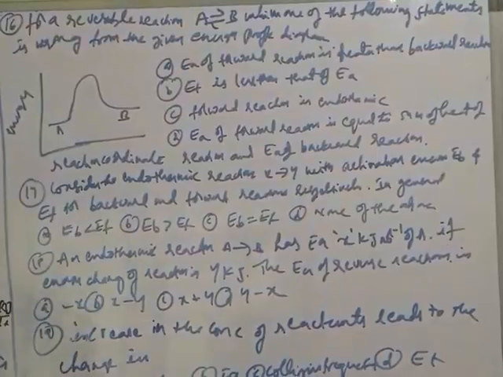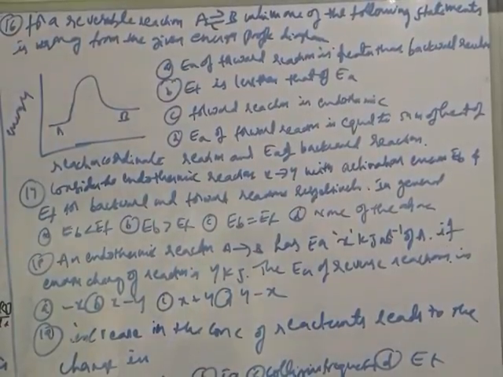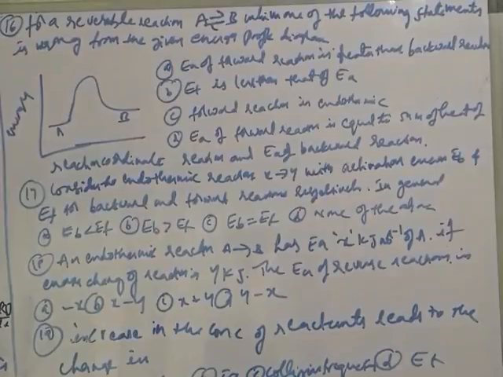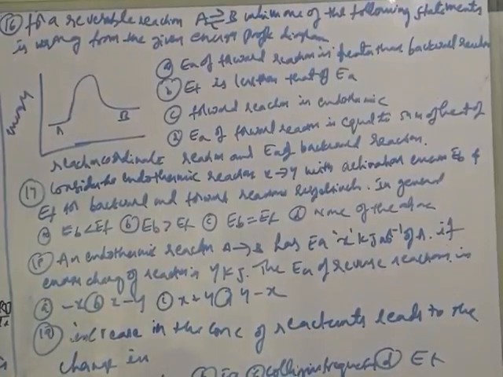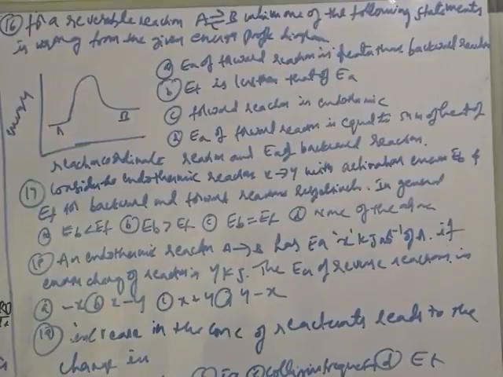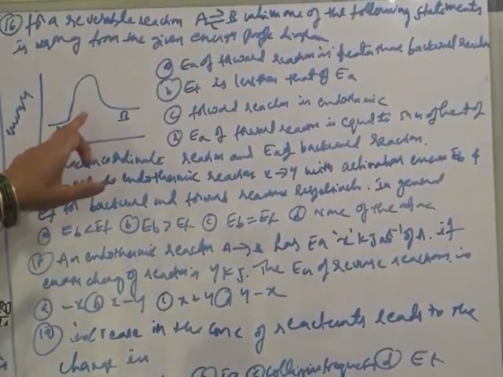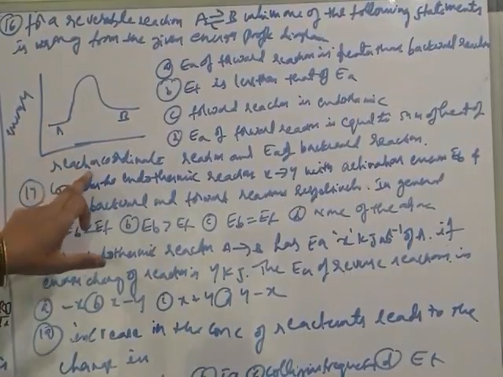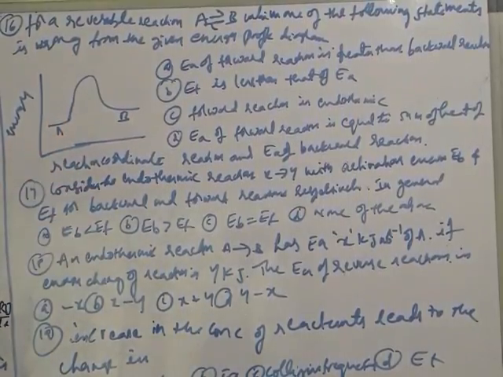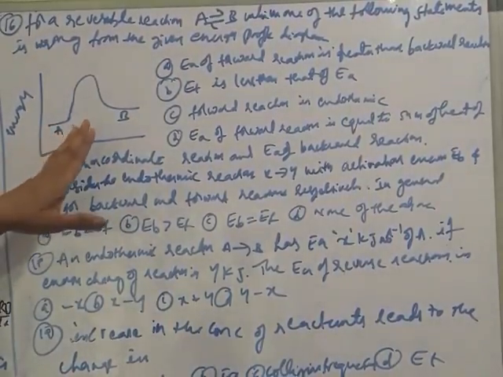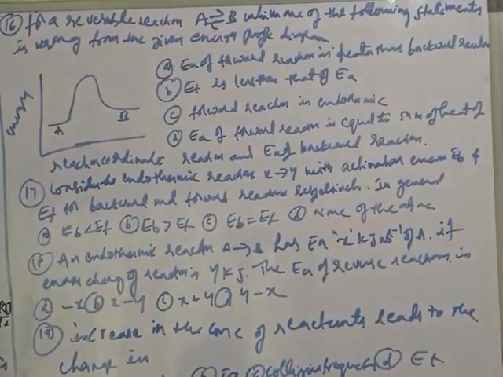Okay. Next, 16th one. For a reversible reaction A to B, which one of the following statements is wrong from the given energy profile diagram? So, this is the graph plotted between energy and reaction coordinate. We get this type of curve here. Okay. Then, this curve indicates activation energy of forward reaction is greater than backward reaction.